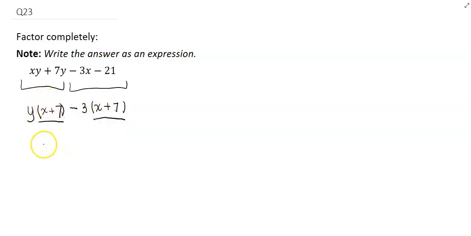It means that I can factor out what is common. I'm going to factor out x plus 7. And then I will rewrite the other factor as the new binomial without the x plus 7 that was factored out. So this term here becomes only y, and here becomes only negative 3. So then this is the answer. I transform my polynomial into a product of 2 binomials.